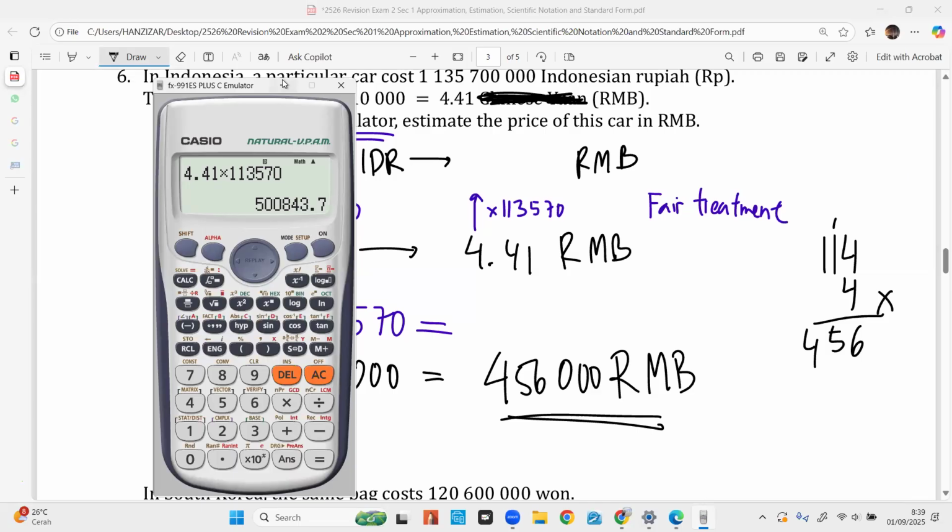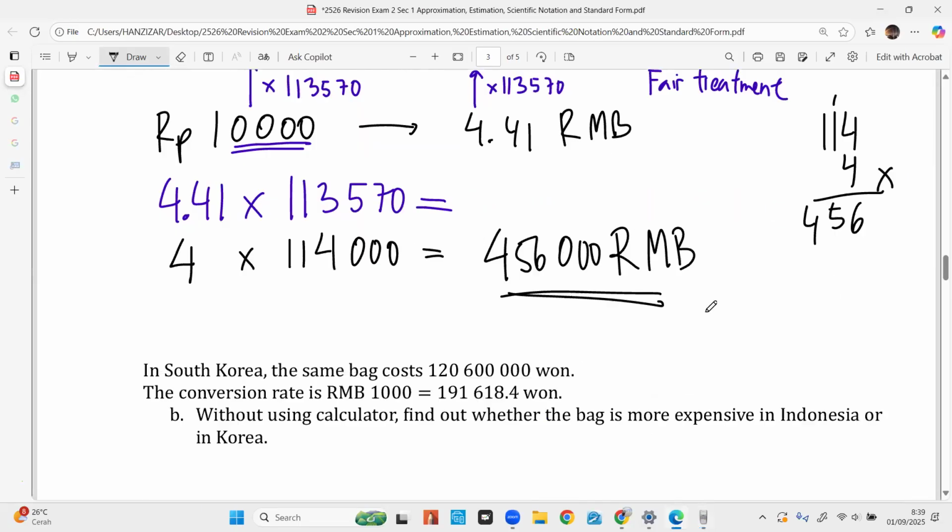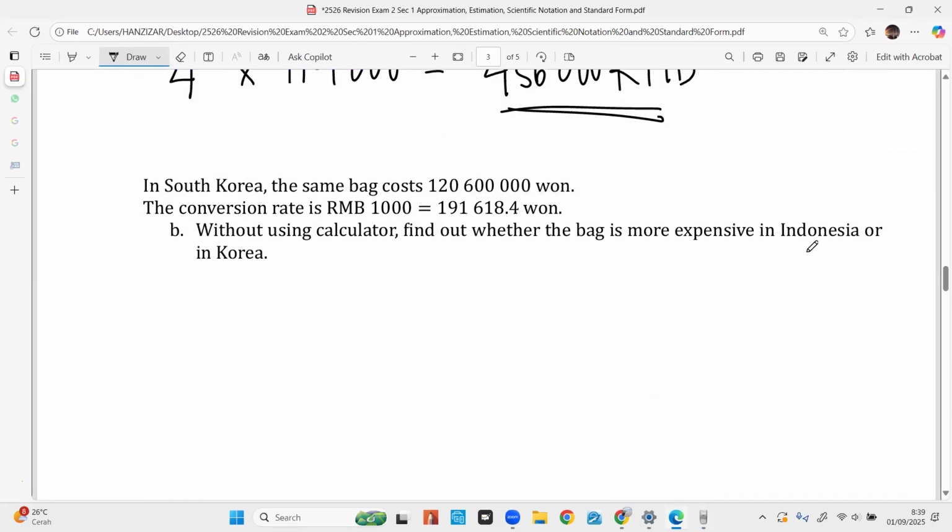Okay. Now, in South Korea, the same bag costs, not bag, sorry, car. You just change the car because we are focusing on the car. Sorry for the mistype.